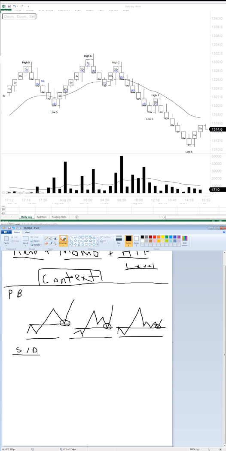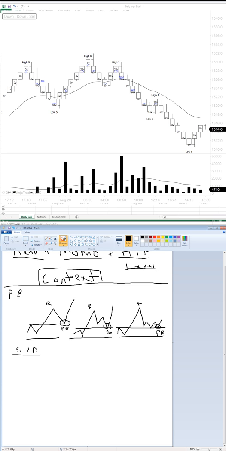So, the basic structure is rally and then a pullback. Rally, then a pullback.